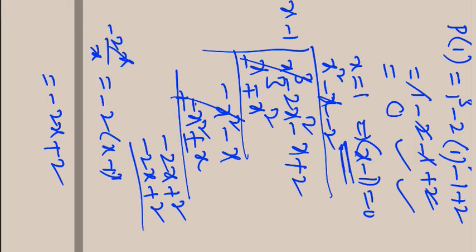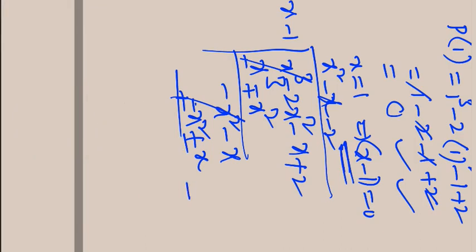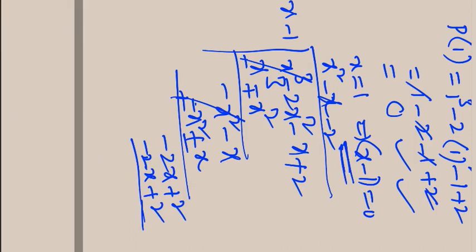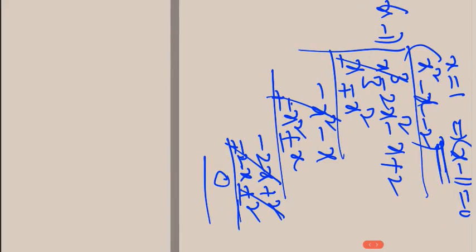Again subtract it. If I subtract these two, these two get cancelled, and finally we are getting 0. So that means x minus 1 and x square minus x minus 2 is the other factor. So this is also another factor.